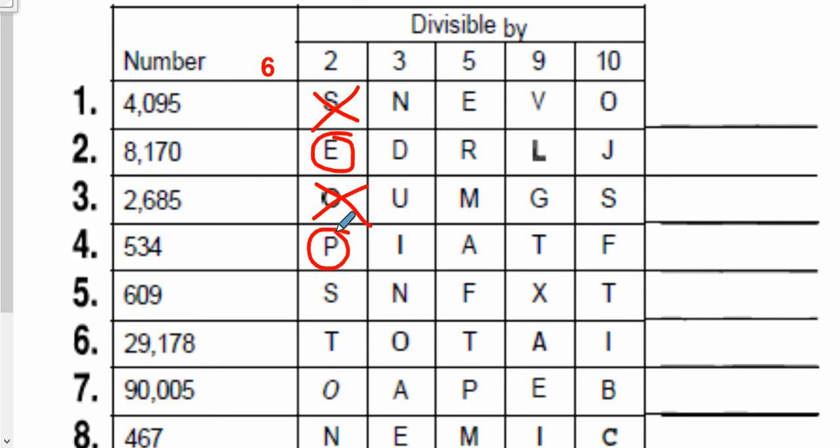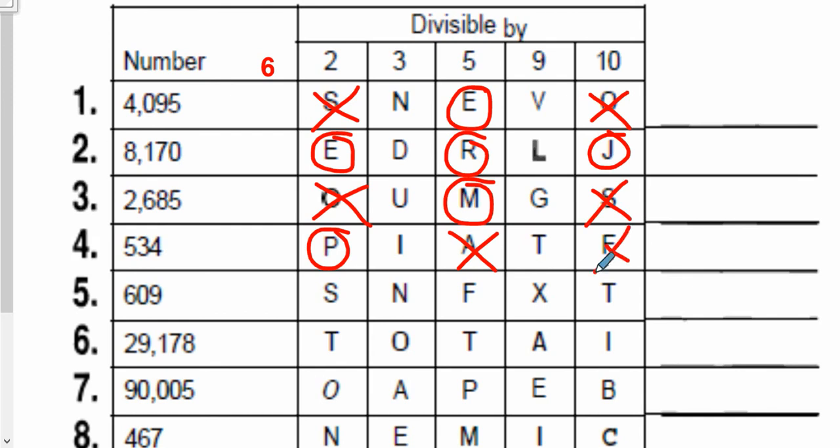Then we can do our 5s. Does it end in 5 or 0? Yes. Number 2, does it end in 5 or 0? Yes. Number 3, yes, it ends in a 5 or 0. Number 4, no. For column 10, does number 1 end in a 0? No. Number 2, yes, it does. Number 3, no. And number 4, no.